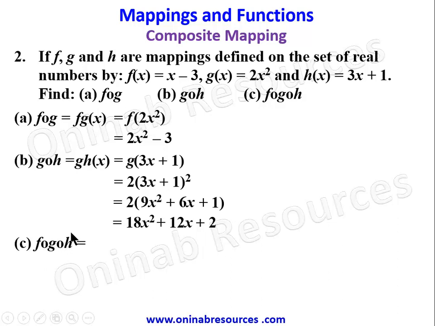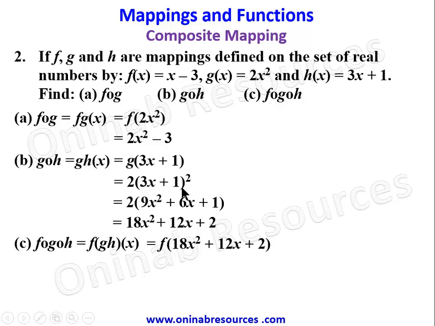Then we go to C, that is fgh. This fgh means h of x first, followed by g of x, and then f of x. We can quickly look at it as f of gh of x, and we have already gotten gh of x, which is 18x squared plus 12x plus 2, which is going to give us f of 18x squared plus 12x plus 2.